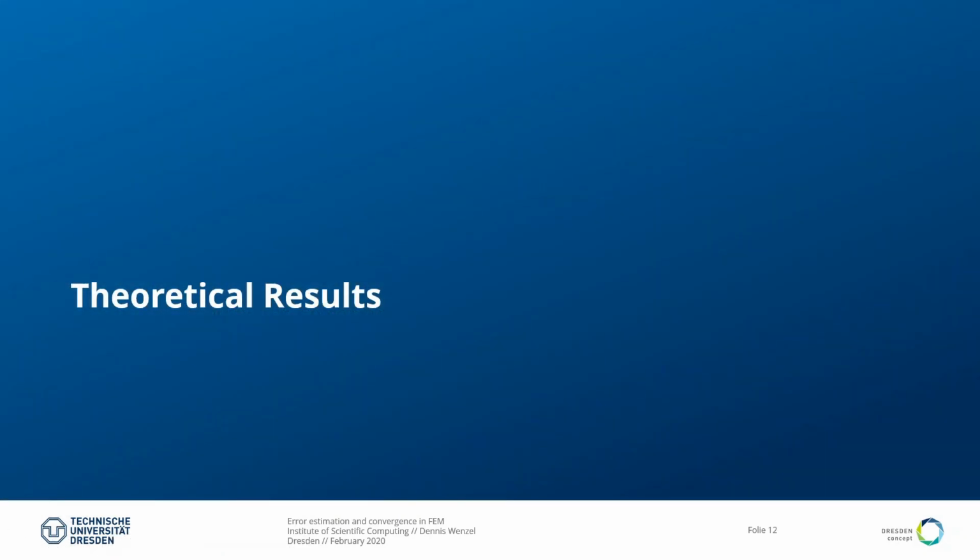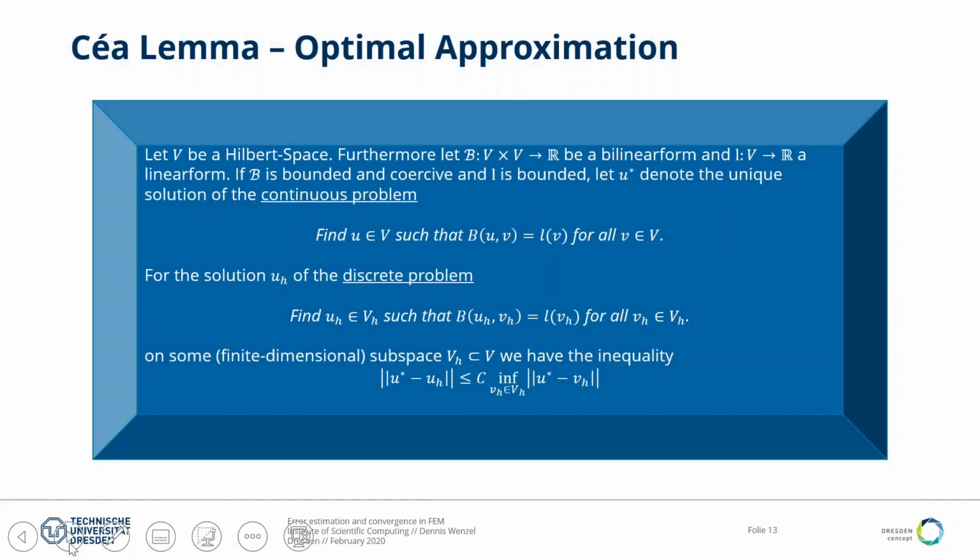So let's start by looking at some theoretical results as a groundwork to analyzing our errors. And the first important result is Céa's lemma. That's usually the part where you start when you talk about errors in finite element approximations. The first thing that you can look at is this lemma. And let's look at it quite slowly.